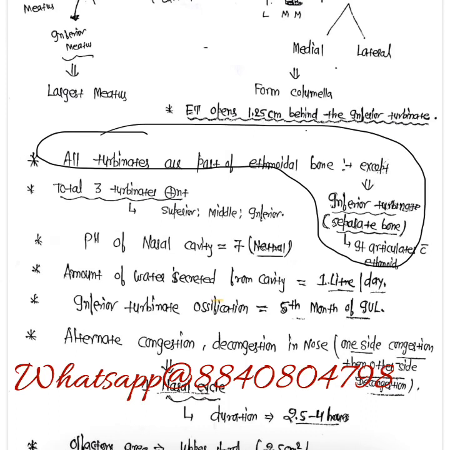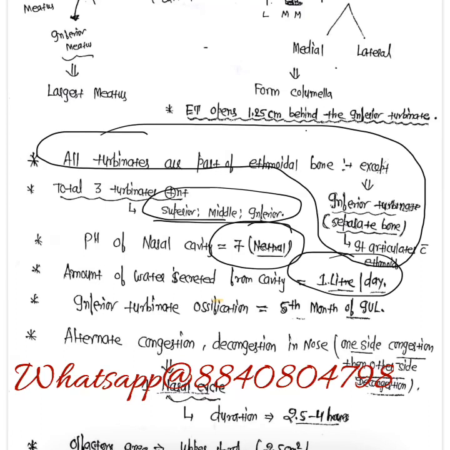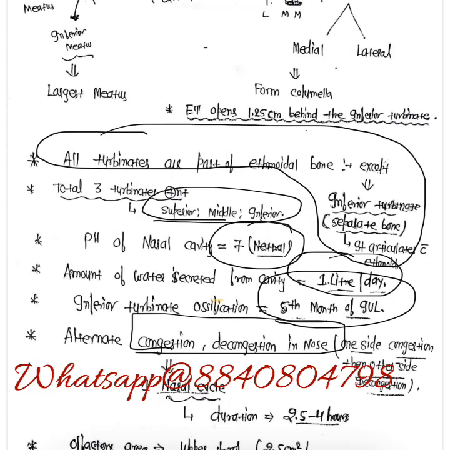So there are a total of 3 turbinates as told, and the pH of the nasal cavity is 7, and the amount of water secreted from it is 1 liter per day. Inferior turbinate ossification starts from the 5th month of intrauterine life. There is a physiological alternate congestion and decongestion of the nose. You must have also observed that one of your nostrils is blocked and one is open. So one side is congested, the other side decongested, and the question they ask is, what is the duration?